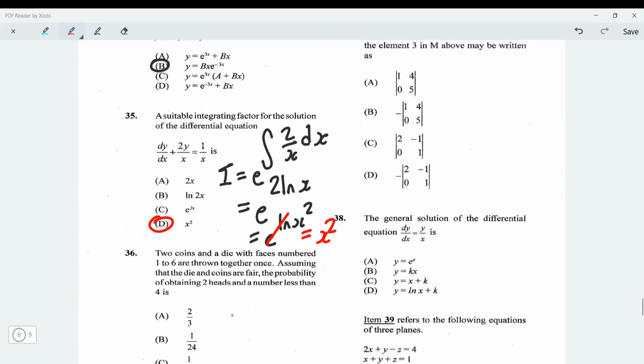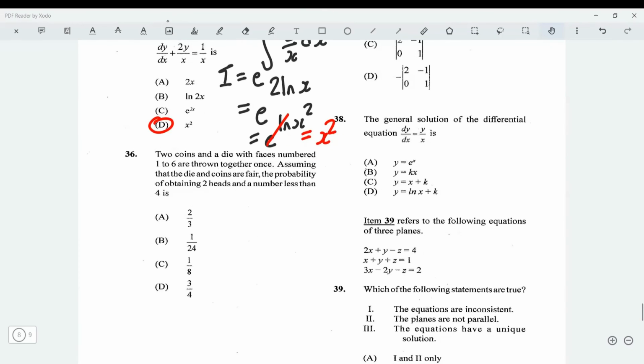Nice. Now, the next part says 2 coins and a die with faces numbered 1 to 6 are thrown together once.